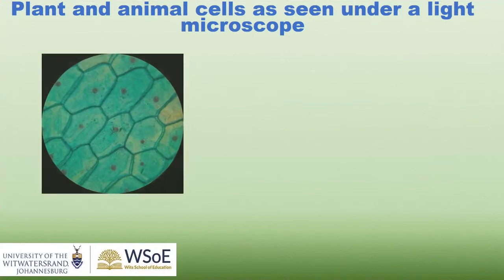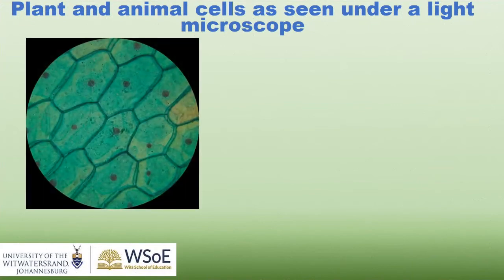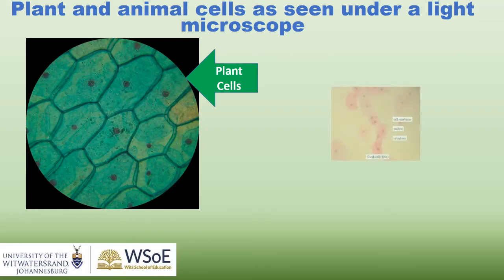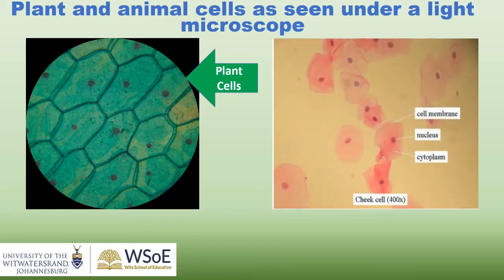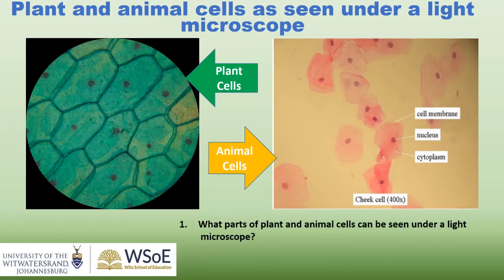Now, these are the types of cells that Matthias Schleiden would have seen under his microscope. And if you prepare a wet mount, for example, of an onion or epidermis of a plant cell, this is what you will see under the light microscope. So these are examples of plant cells as seen under the light microscope. Now, Theodor Schwann would have seen cells similar to this if he'd taken cells from the lining of his cheek or looked at other animal cells. So these are the animal cells.